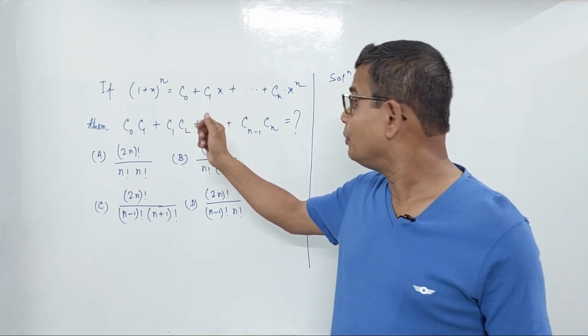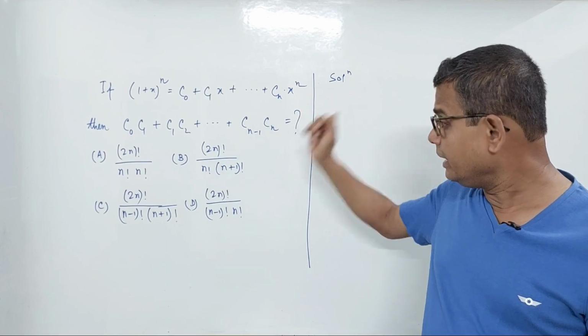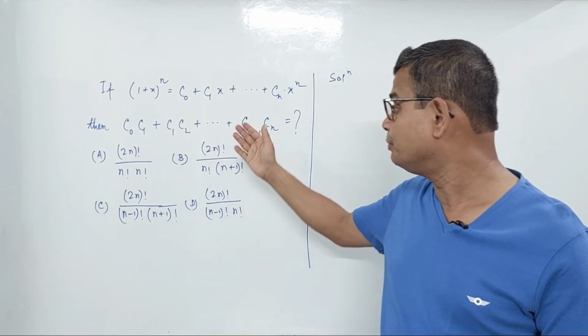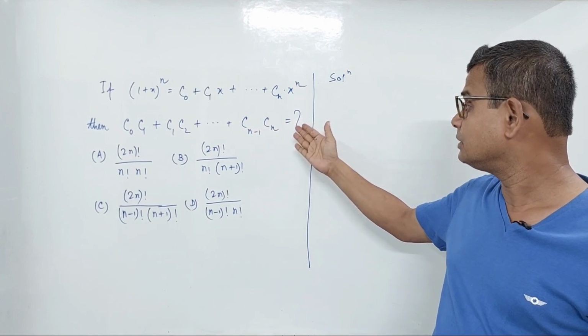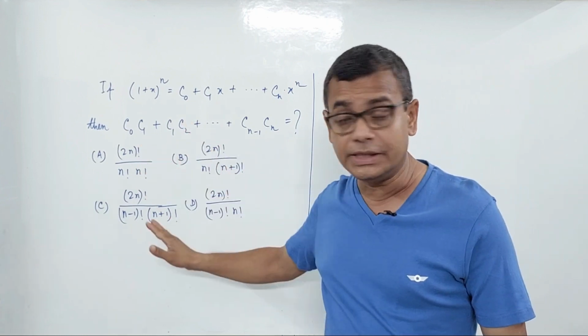If (1 + x)^n = c0 + c1x + ... + cn x^n, then what is the value of c0 c1 + c1 c2 + ... + c(n-1) cn? We have given 4 options here.